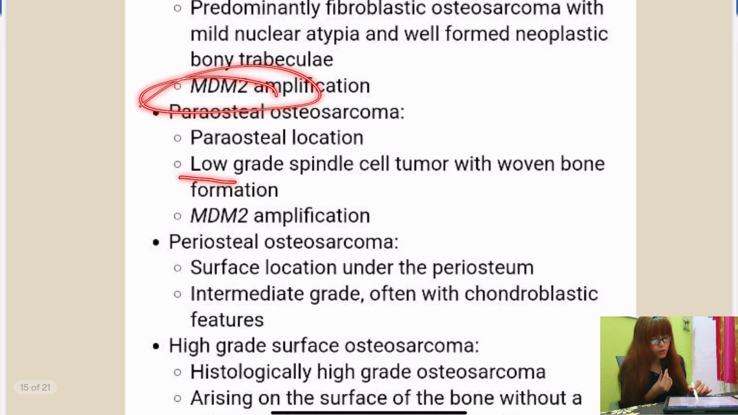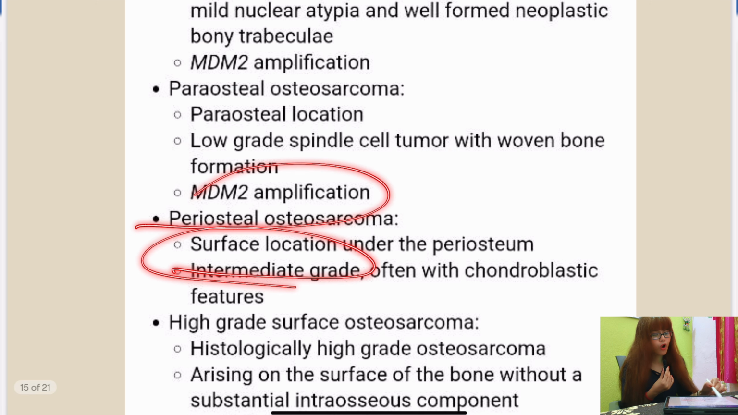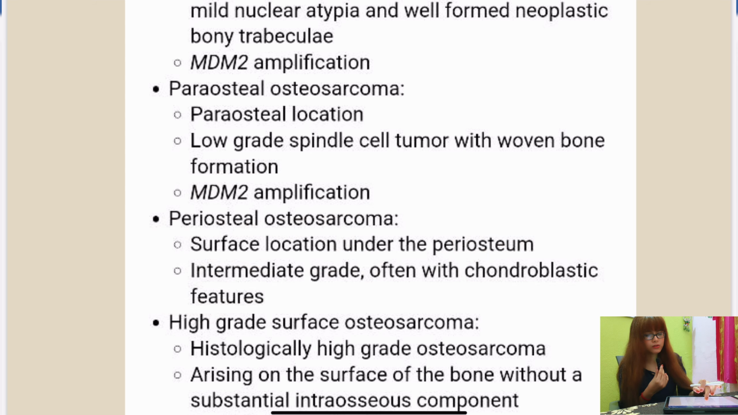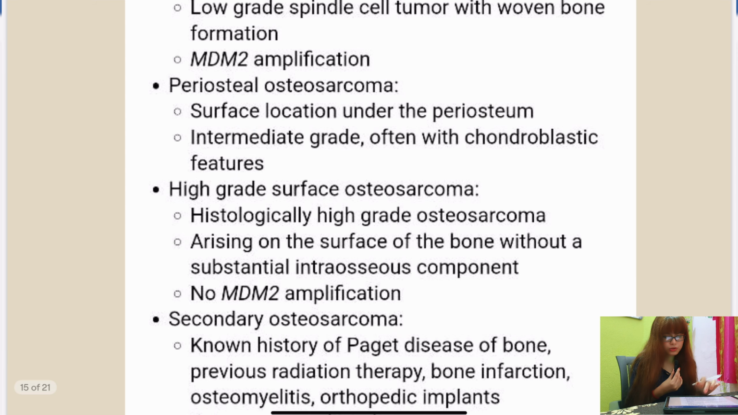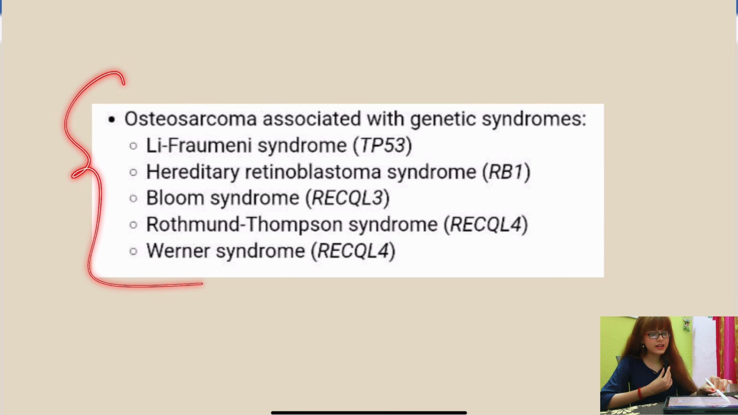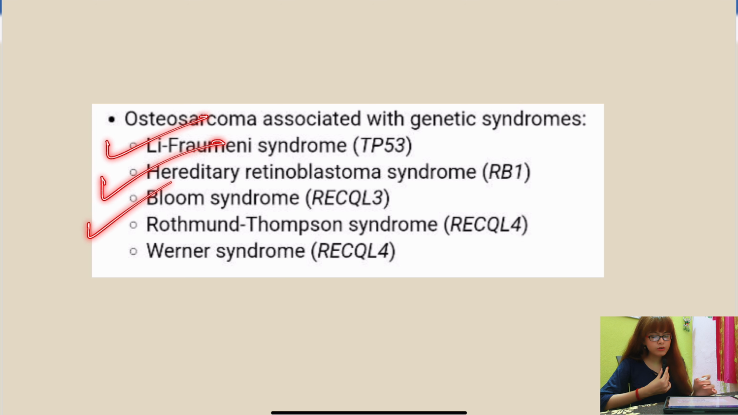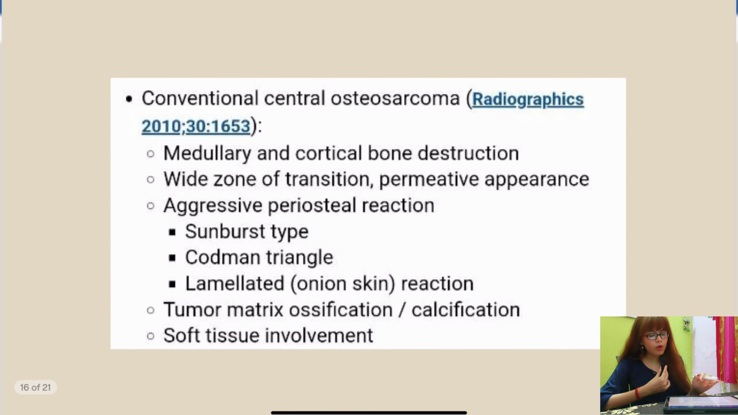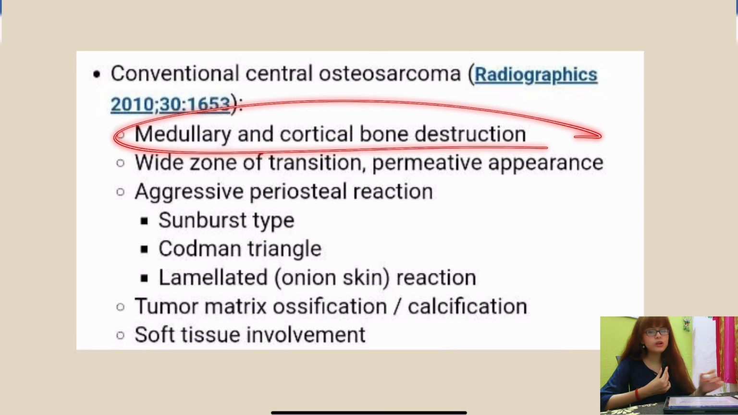Parosteal means they have a low grade spindle cell tumor, okay, and periosteal means they have an intermediate grade, often with chondroblastic features. Chondroblastic means there is deposition of chondroid matrix, which is the kind of cartilage deposition. Now, next point is osteosarcoma is associated with these genetic syndromes: Li-Fraumeni, hereditary retinoblastoma, Bloom syndrome, Rothmund-Thomson, Werner syndrome.